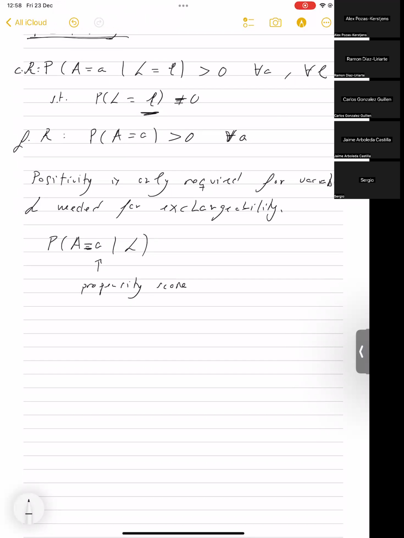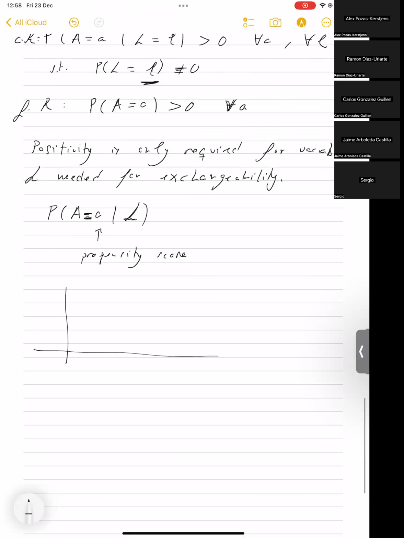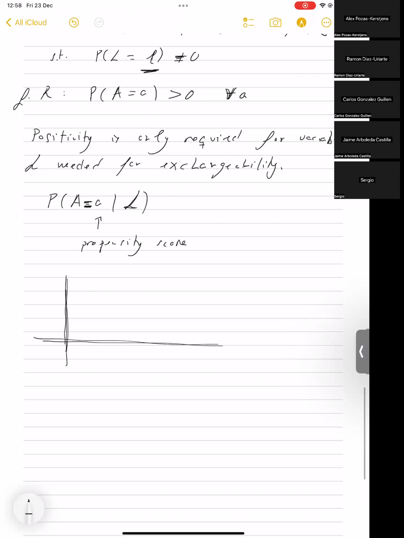Once you have a model, for instance a logistic regression, you can check that for every value of L, every possible combination of L, you have positivity. That means that this probability is not 0 and is not 1. What is usually done is that, for your population, you can represent the propensity score for each level of the treatment. So imagine you have a population of 1,000 or 1 million people, and for each of these people you can compute this propensity score, and you can represent it as a histogram.